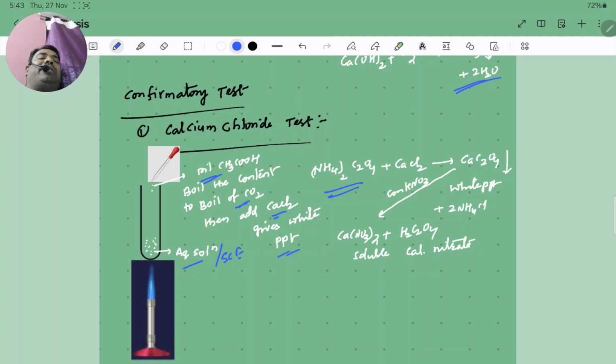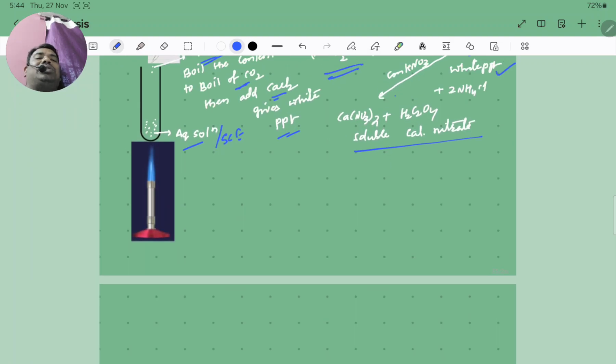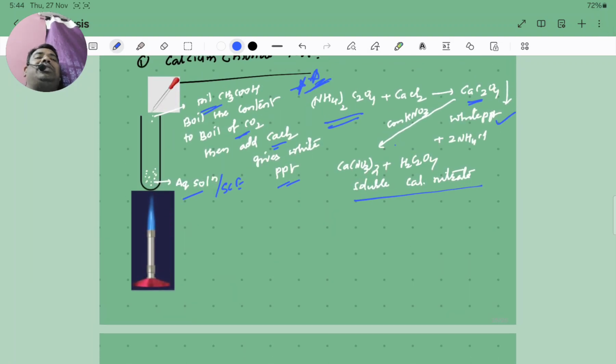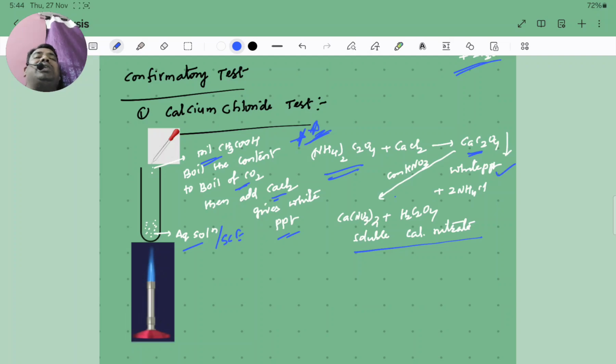So this is ammonium oxalate reacted with the calcium chloride, it will form calcium oxalate. This calcium oxalate is what, student? White ppt. This white ppt again reacted with concentrated HNO3 and it will form soluble calcium nitrate. Again it will produce what, student? Oxalic acid. So reactions are most important, student. Just practice the reactions from the examination point of view, right? Now that's it, student. So these are the confirmatory tests for the oxalate ion, student.